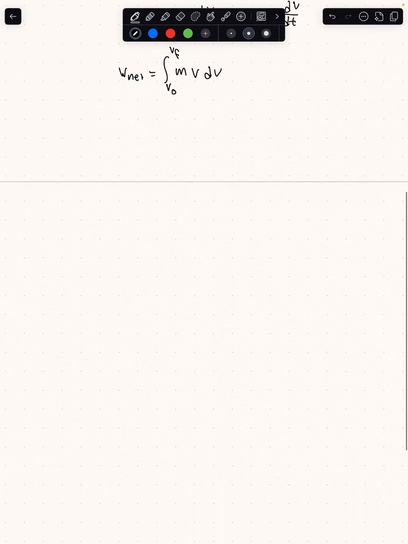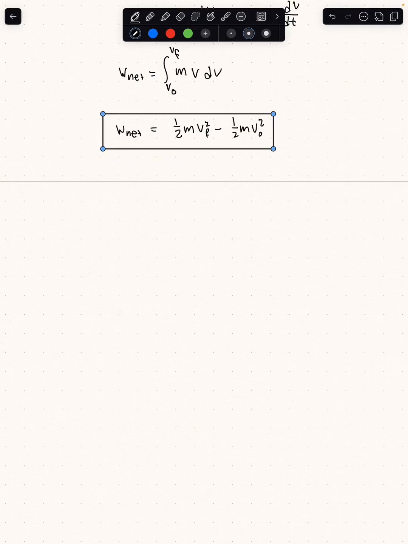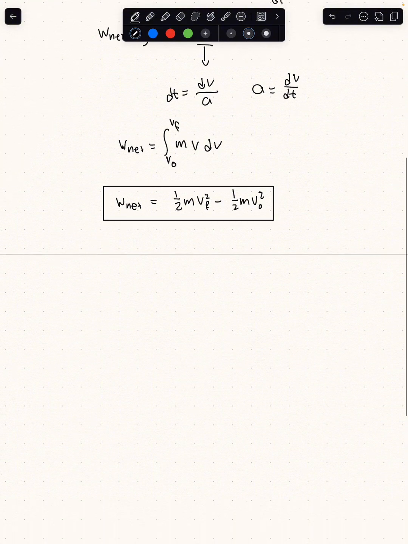And then carrying out the integration, we find that the net work is going to be 1/2 mv final squared minus 1/2 mv initial squared. And this here is our work-kinetic energy theorem, stating that the net work done on an object is going to be equal to its change in kinetic energy.